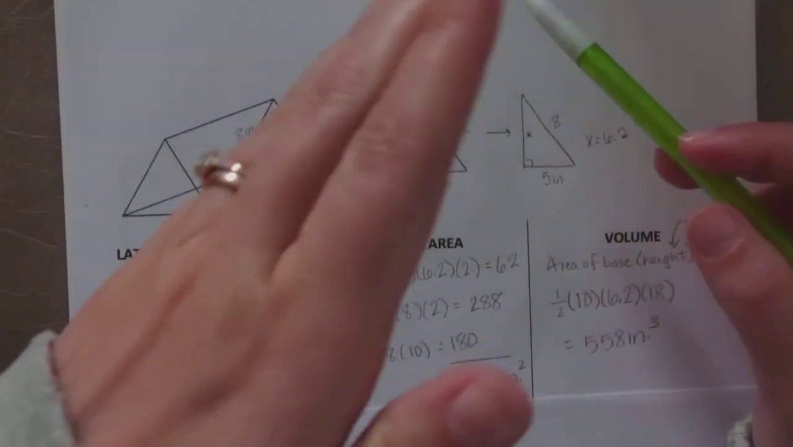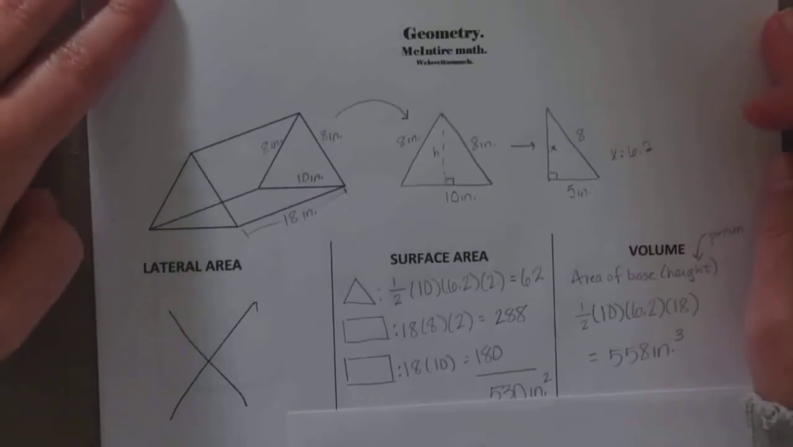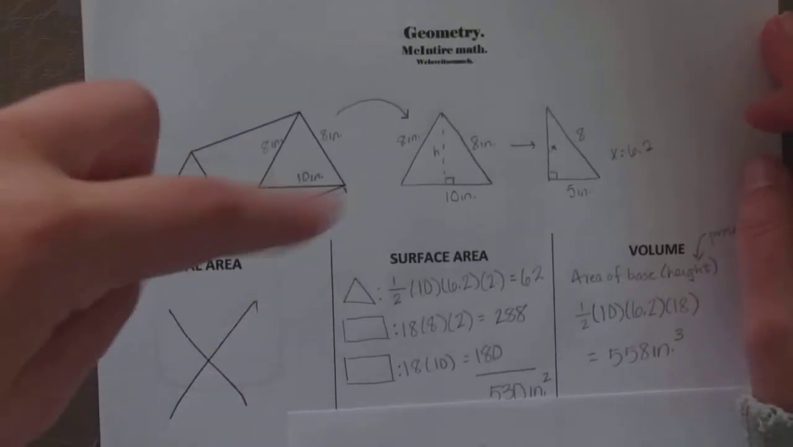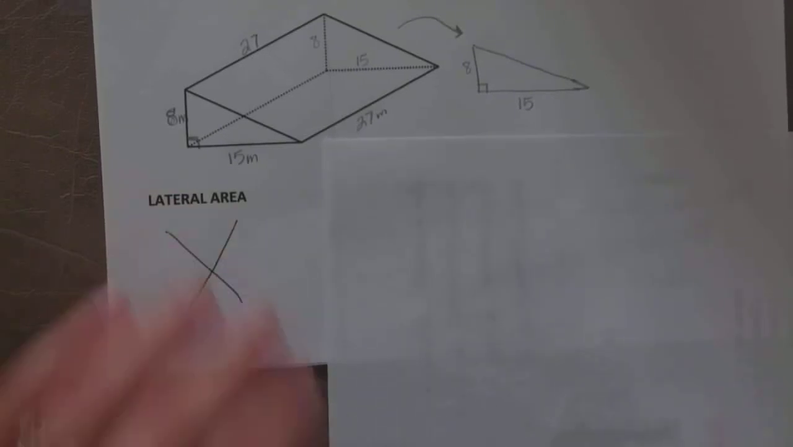So if I stood this prism up on its bases, like on that triangle, the height would be 18 inches. So it's the length of the parallel lines that are connecting the two bases. So that's 18. Plug it in, you get 558 inches cubed. Okay? Alright, there's my first example.